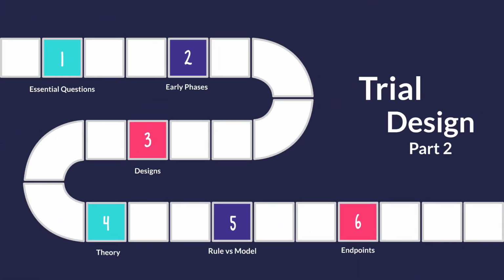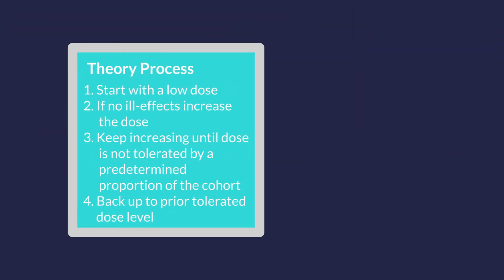So those are three of the very basic classes of design. The 3+3 and the accelerated titration are very commonly used. Adaptive models have become more common, but they do require some more statistical involvement. So you might ask yourself, where did the idea for these types of stepping programs, or stepped up or titrated designs, come from? Let's look at a little bit of the theory process here.